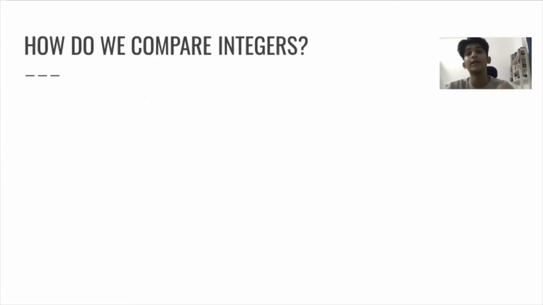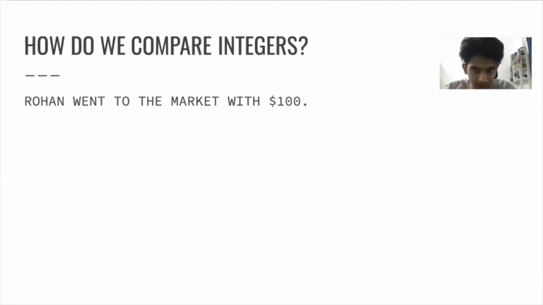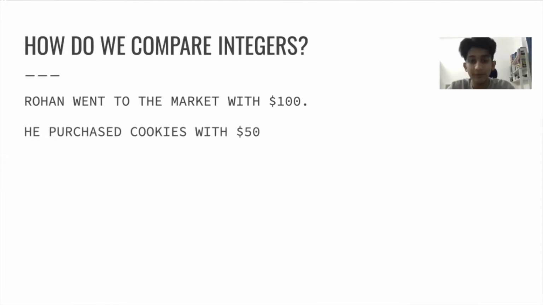So how do we compare integers? For this, I'm going to begin with a simple story to help you understand. Let's take a boy named Rohan. Let's keep it simple. He went to the market with $100. Out of that, he spent $50 on cookies, so now he has another $50 left.